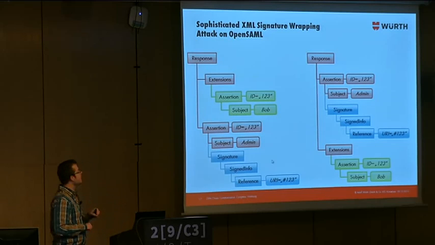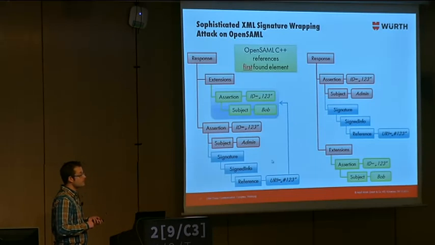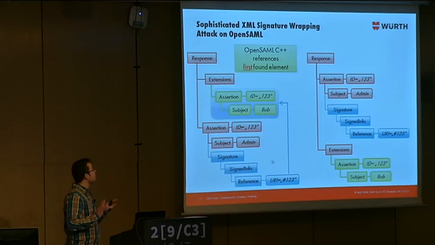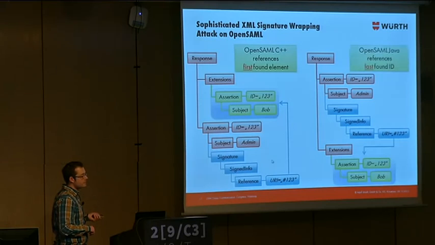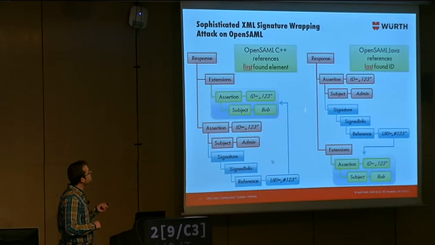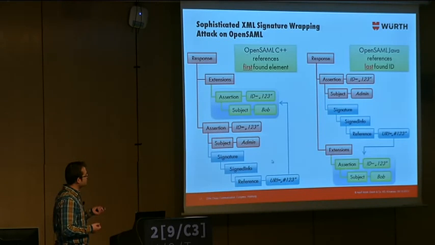signature verification. On the left side you see the evil response message for the OpenSAML C++ implementation. And here, the signature verification verifies the first found element in the signature. And therefore, the good assertion is before the evil one. And in the second case, we have the OpenSAML Java implementation. Interestingly, there, the last found assertion gets validated by the XML signature, and so therefore we just copied the good element after the evil element, and yeah, that's all.